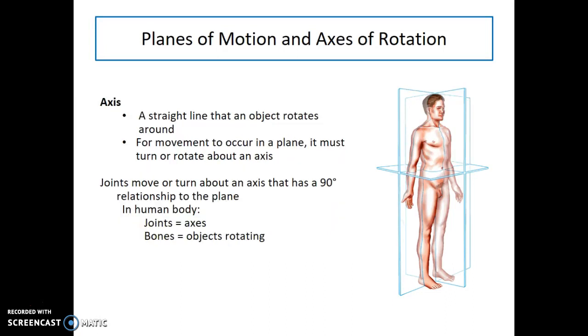So that axis is a straight line that an object rotates around, just like I explained. When we're thinking of the body specifically, joints move or turn about an axis that has a 90-degree relationship to the plane. In the human body, the joints are the axes. The bones are the objects rotating.